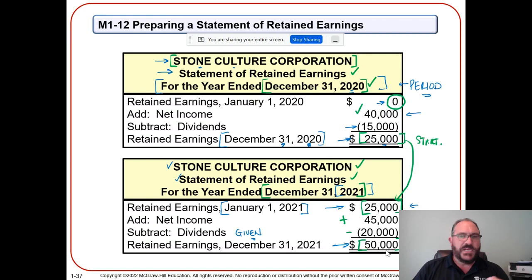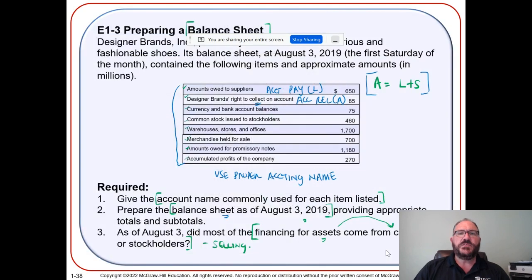So again, you've got to make sure you have the name on there. You've got to make sure of the type of statement. You've got to make sure you have the right period, and make sure you understand what belongs on the statement. All right, let's take a look at the next one.